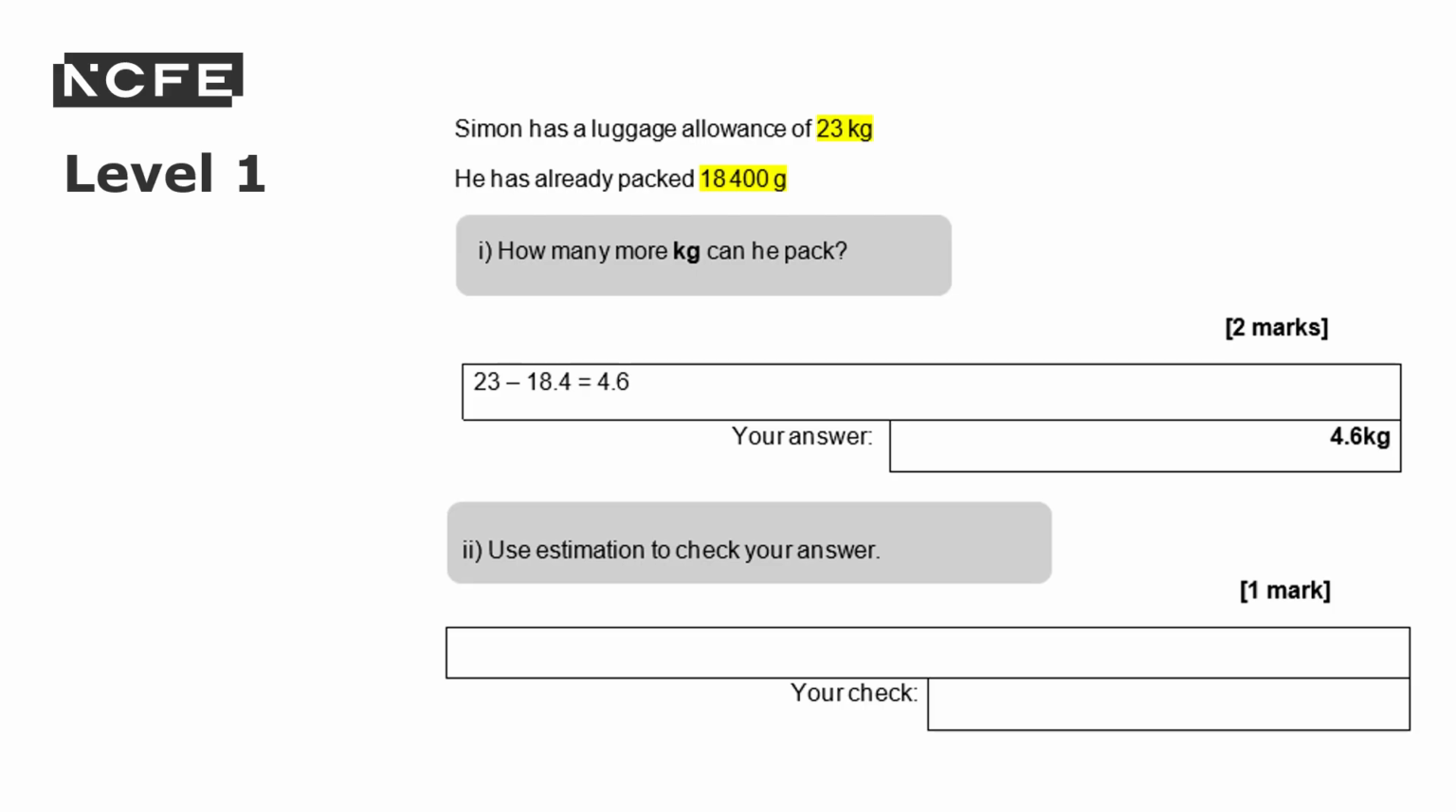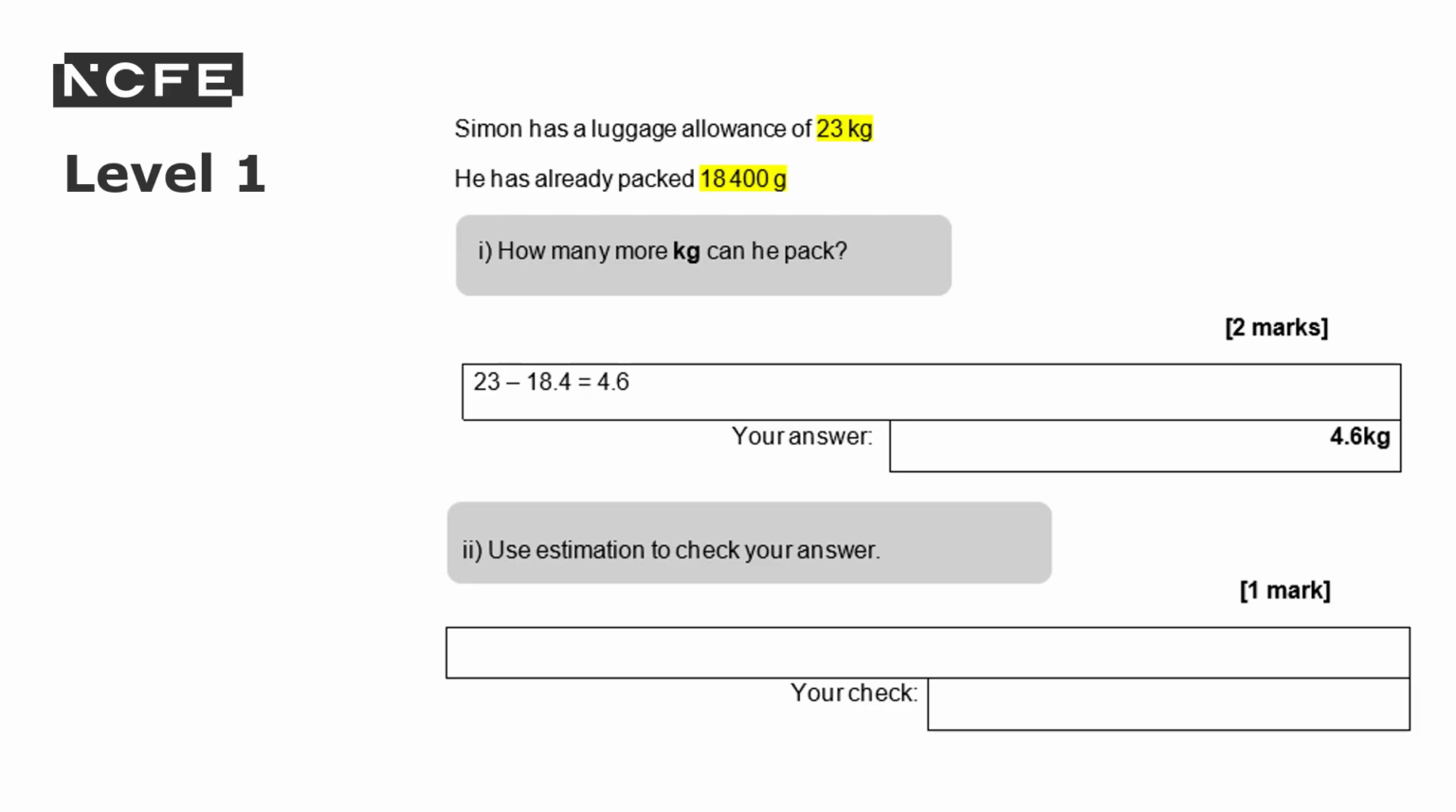And our learner has highlighted the important information. So 23 kilograms is the total luggage allowance. So they've done 23 take away 18.4. So they've clearly got that from dividing the 18,400 by 1,000, since there are 1,000 grams in a kilogram. So 23 take away 18.4 is equal to 4.6. They've put that as their answer.